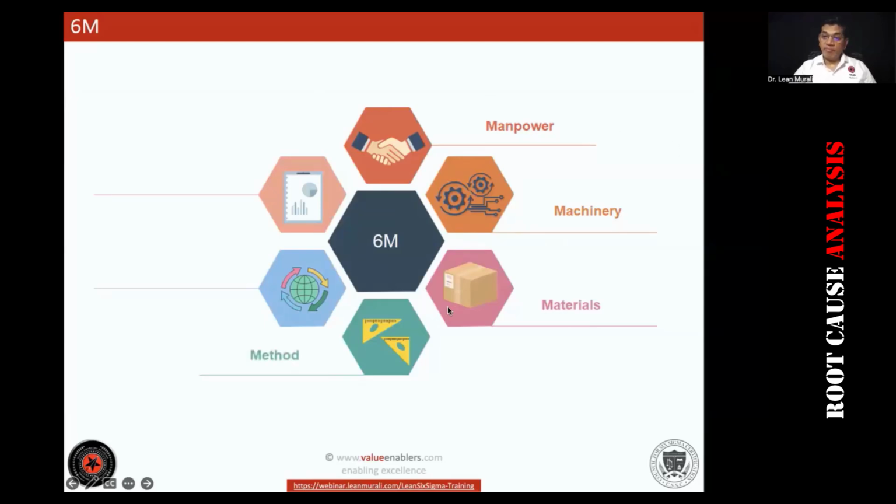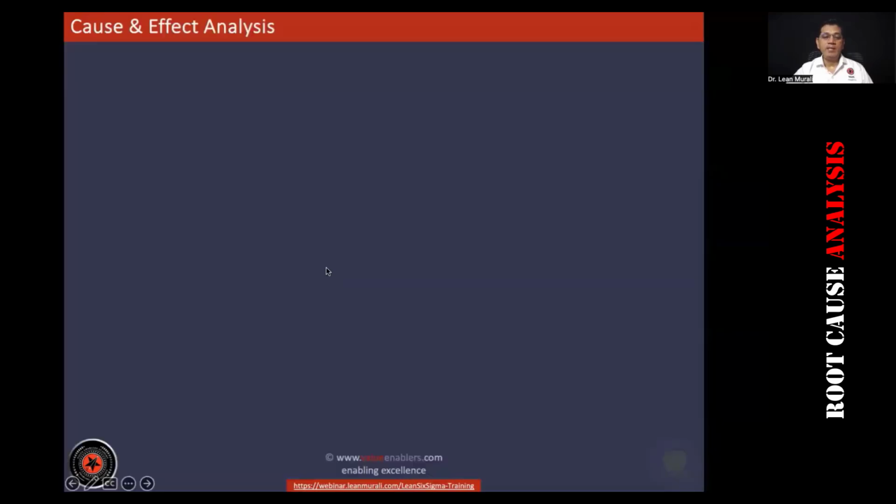It can come from method. You're not following the process properly or the process is not optimized. It can come from environment or mother nature because the conditions might be too cold, too hot, too sultry, whatever it is, vibration, etc., etc. Okay, it can come from measurement because the process is okay, but the measurement device is an issue. So the variation comes from that. Okay, so 6M is what?